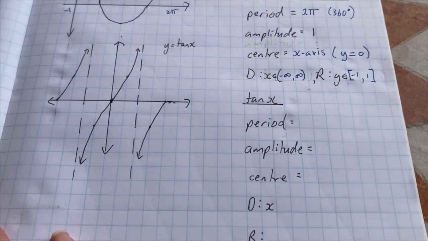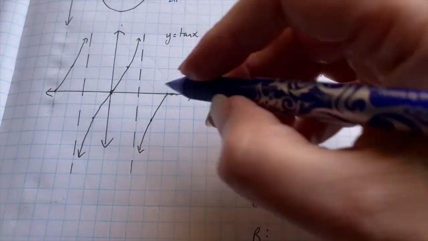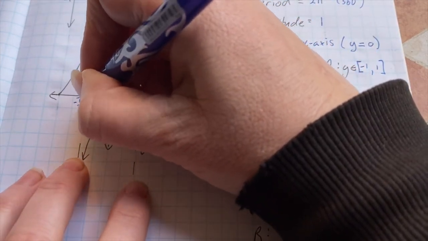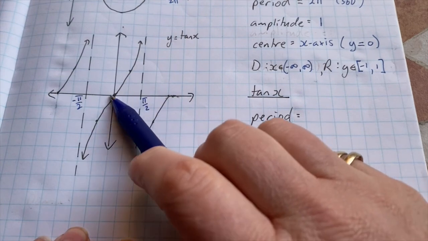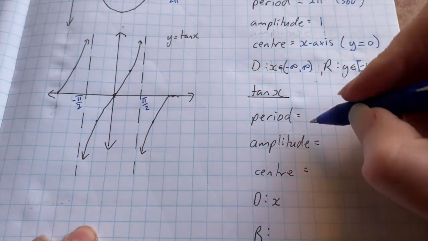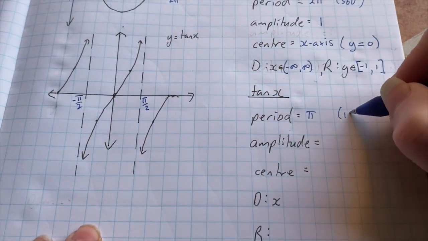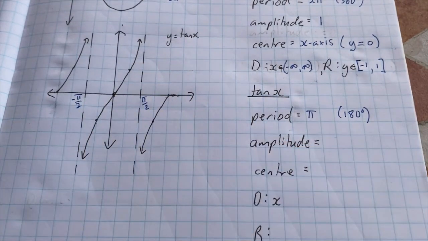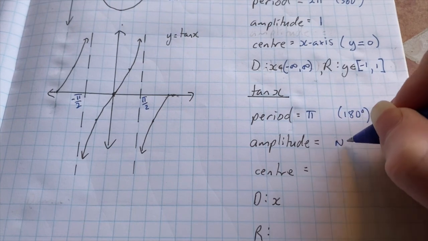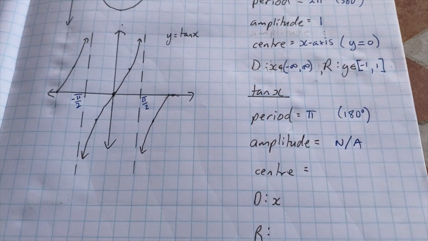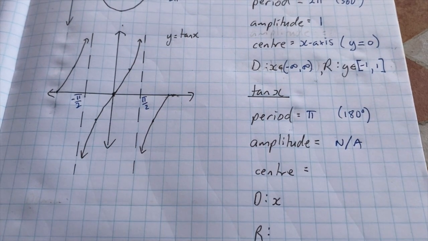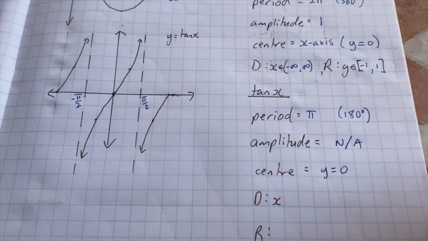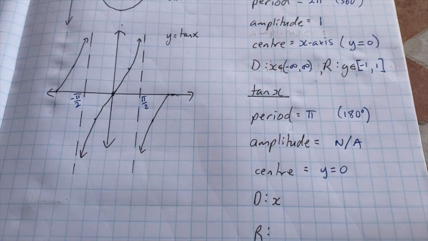Now let's look at tan x. So the period of this one, remember that there is pi on 2, and this is negative pi on 2. So half of pi there, half of pi there. The total period is pi, or 180 degrees. The distance from there to there before it starts again. The amplitude for this one is not applicable. There isn't one. You can't say amplitude. It goes up to infinity. The center for this one is the same as the others, y equals 0 along the x-axis.